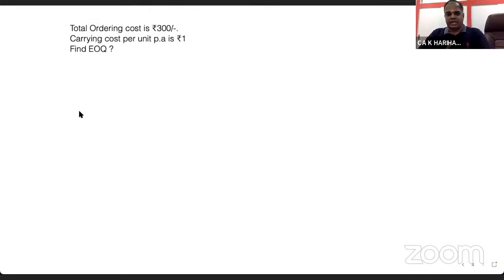Total ordering cost is 300 rupees. Carrying cost per unit per annum ₹1. Find economic ordering quantity.